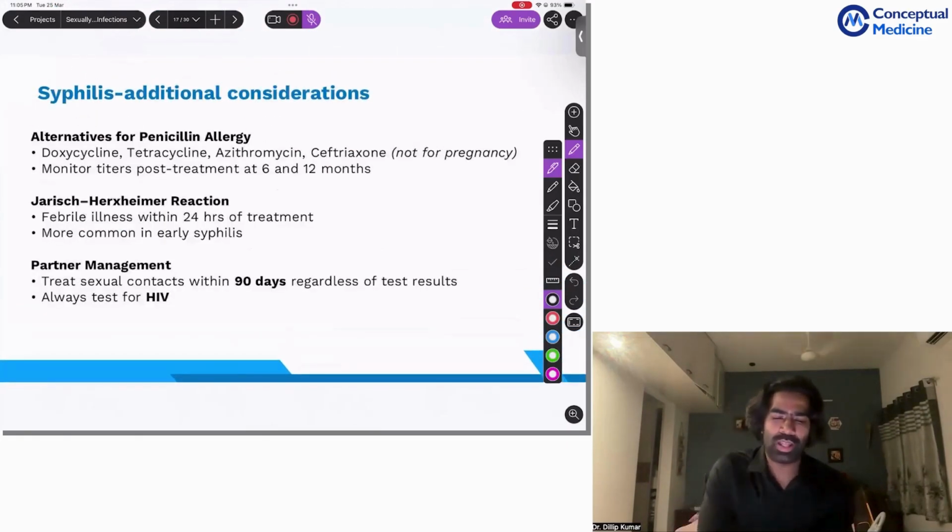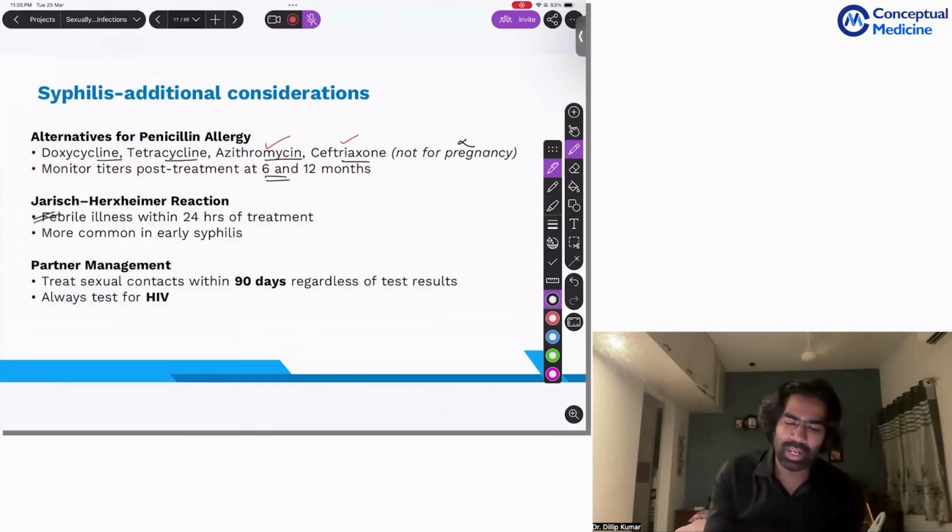Okay. So what are the alternatives for patients who are having penicillin allergy? You can use doxycycline, tetracycline, azithromycin, or even ceftriaxone. And definitely doxycycline cannot be used for pregnant individuals. In pregnant individuals, you're going to use either azithromycin or ceftriaxone. And one has to monitor the titers of these antibodies post-treatment at 6 and 12 months respectively.